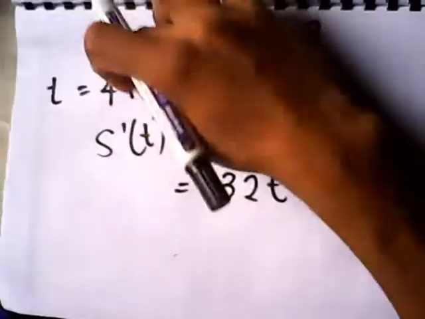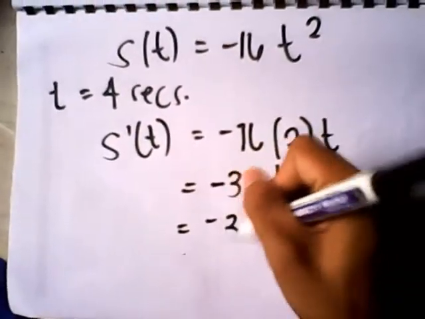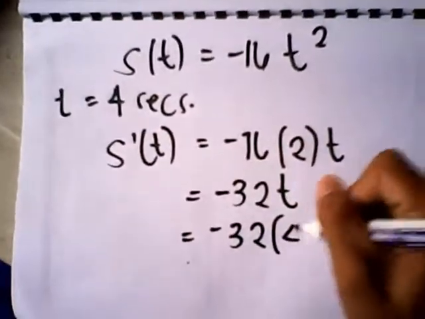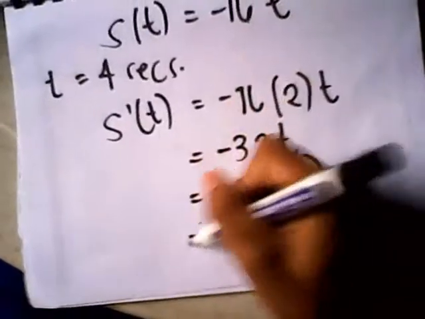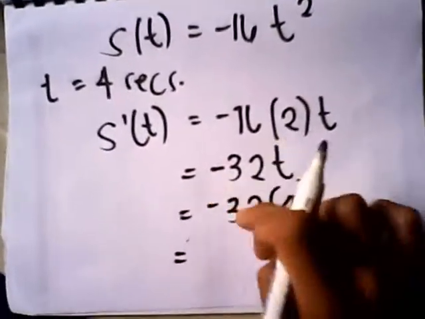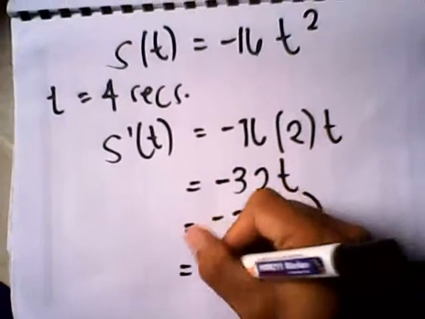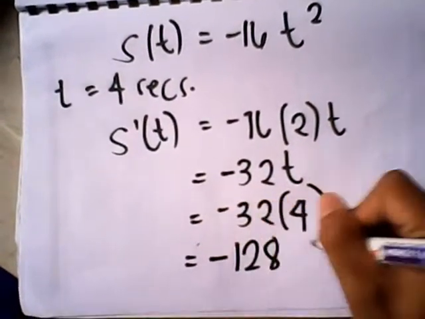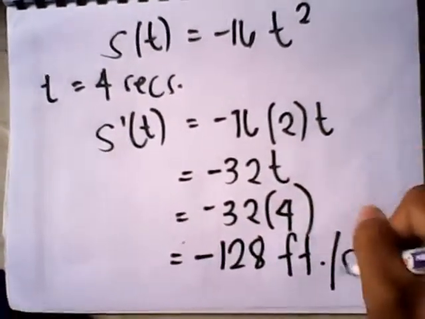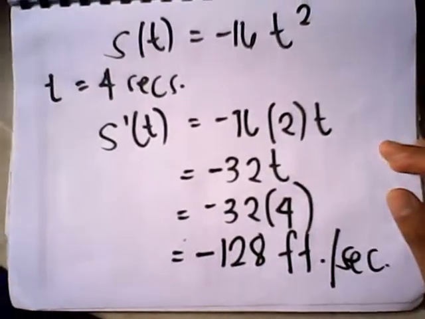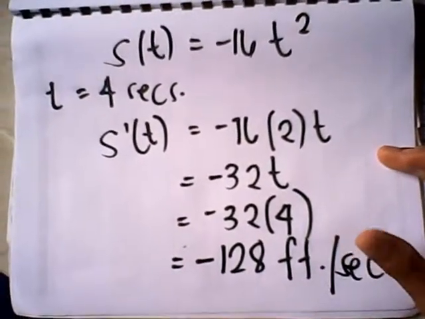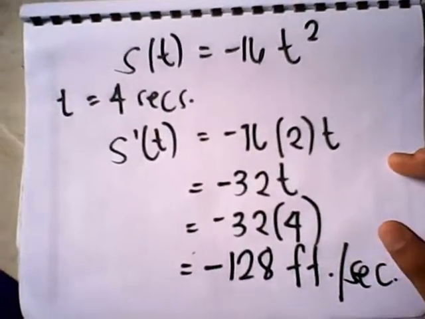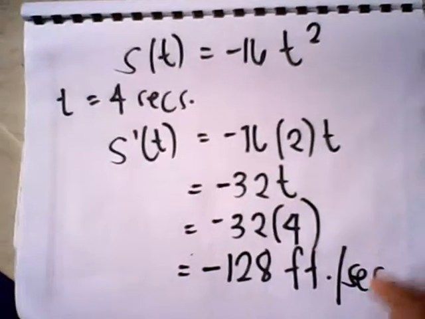Then substitute the value of our t here. Then this will become negative 32 times 4 seconds, which is equal to negative 128 feet per second. Now, we have found out that negative 128 feet per second is our instantaneous velocity of the stone when it hits the ground.